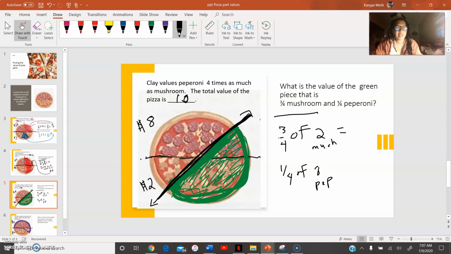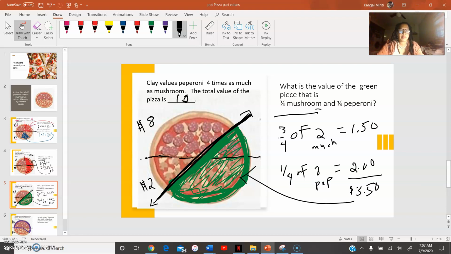Put these in your calculator or do them by hand. That 3/4 times 2 comes out to be 1.5, or 3/2, and 1/4 of 8 is $2. You put that together, and we find out that this part is worth $3.50. By that part, I mean that green part right here, when we put together the 3/4 mushroom plus the 1/4 pepperoni. Hope you're getting the idea of this, and you'll be able to do it in the quiz that comes up after this section.